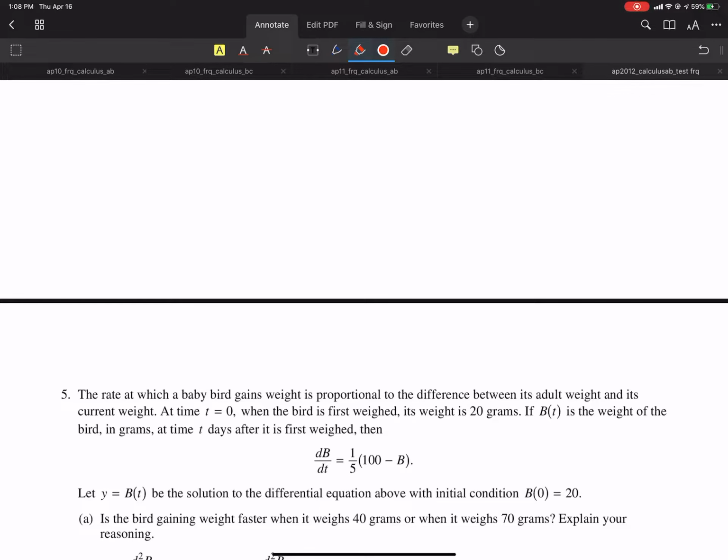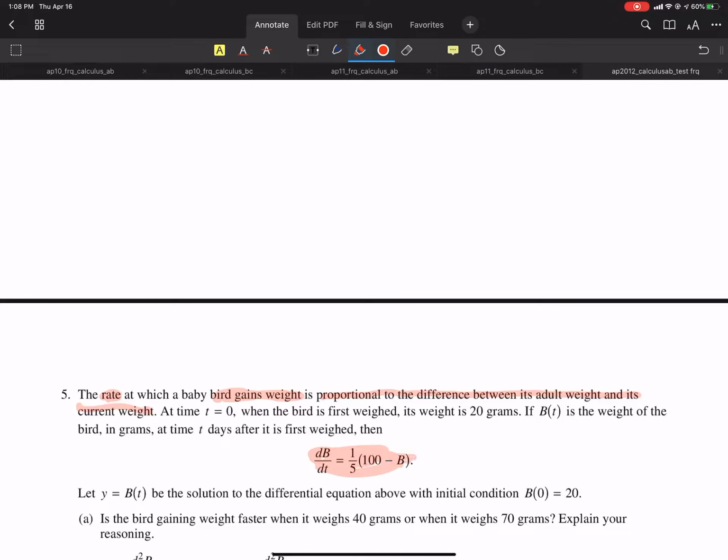The previous year, I believe it was the trash, garbage pile. So we have a rate, keyword. Birds gain weight. Now, they're going to tell you it's proportional to the difference between his adult weight and his current weight. That maybe is there to confuse you a little bit. That just tells you that the rate, the derivative, is related to the weight of the adult and the baby. So that's actually given to you in this formula here.